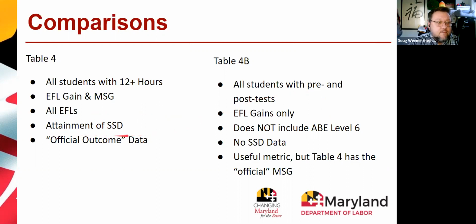Table 4 shows us attainment of a secondary school diploma. That's not in Table 4B. And Table 4, this is not an OCTAE word, this is a Doug word, is the official outcome data. I always tell the programs I work with that this is the data that counts the most. Everything counts. No one from NRS can come down here and say, Doug, don't do this. But this is the data that counts the most. This is the one that we really judge the programs most on, because this is the how-many-students-completed-your-program data. Whereas Table 4B is useful information, but it's only those that were post-tested. It's not the official outcome data.